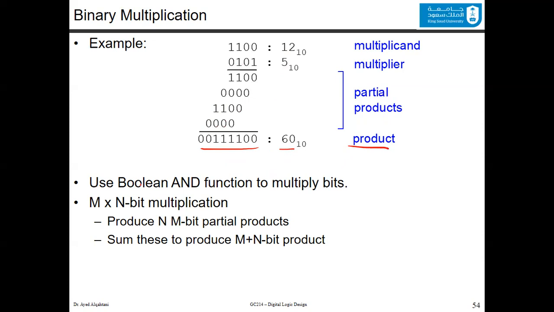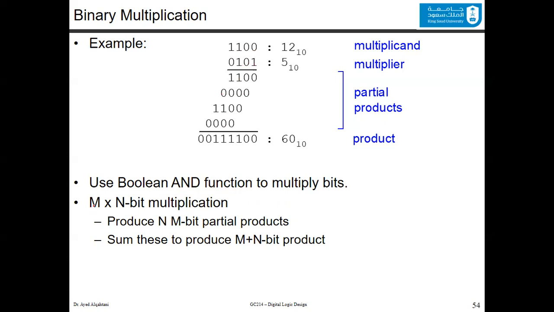Now, we use the Boolean AND function to multiply the bits. If you AND 1 with 0, you will get 0. If you AND 1 with 0 again, you get 0. If you AND 1 with 1, then it's 1. If you AND with 0, whether it's 0 or 1, you will come up with zeros. So it's the simple AND function.